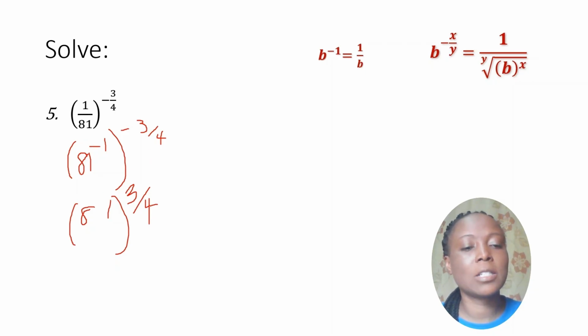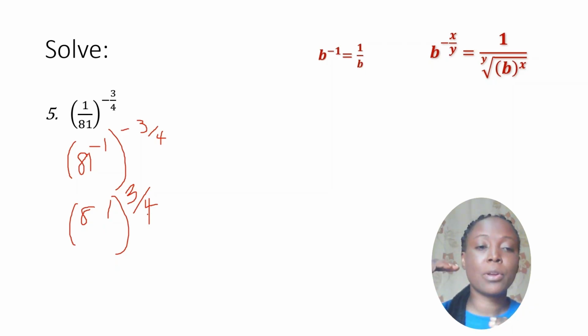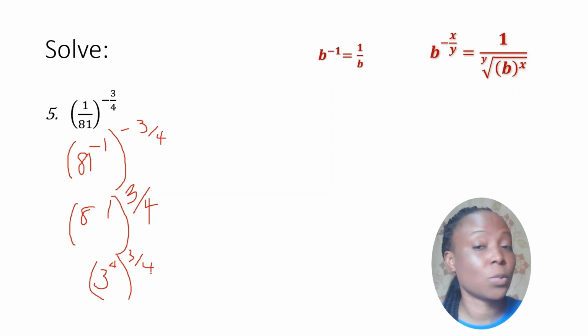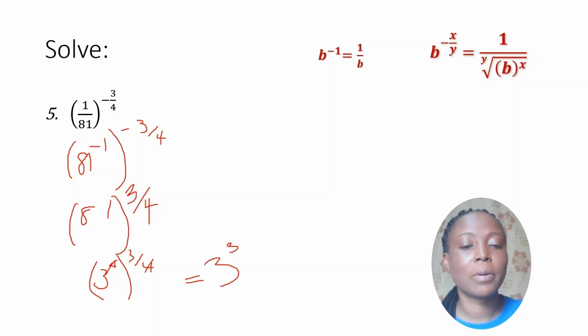Okay, so I look at the denominator, which is 4. What number can I raise to power 4 to give me 81? And that would be 3. 3 raised to power 4 will give me 81. Then I have 3 over 4. Remember when we have brackets, we multiply. So that means 4 will cancel 4. And then I have 3 raised to power 3. Everybody, what is 3 raised to power 3? That will give us 27. Math is easy.